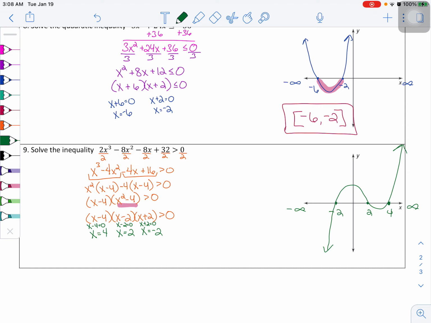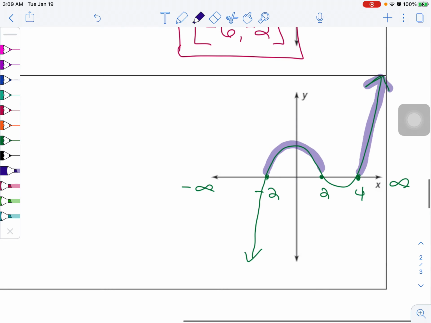If I wanted perfection, I'd grab a calculator and graph it that way. All right. What I do know is I want my inequality to be greater than 0. So greater than 0 means I want to be above the x-axis. So above the x-axis is that loop and that part of my graph.